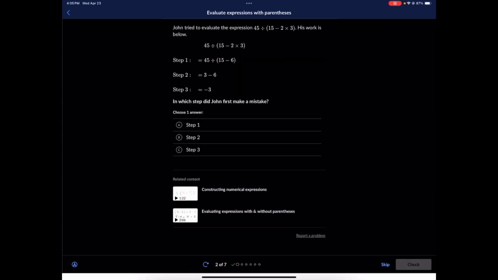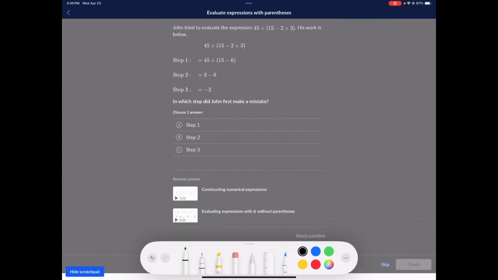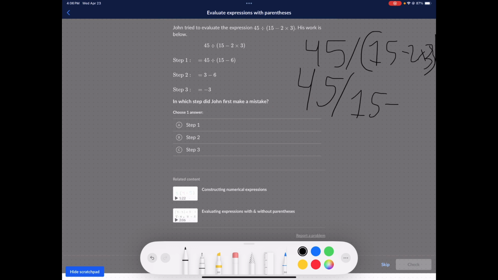John tried to evaluate the expression 45 divided by parentheses 15 minus 2 times 3. His work is below. In which step did John first make a mistake? So first, let's go ahead and break it down. What is the correct way to do this? So let's do 45 divided by 15 minus 2 times 3. So we're using PEMDAS here. So are we going to do 15 minus 2 first or do 2 times 3 first? Yeah, we're going to do 15 minus 6 first.